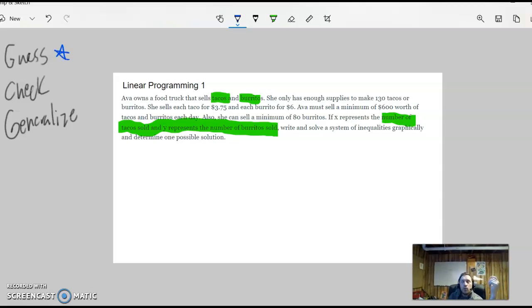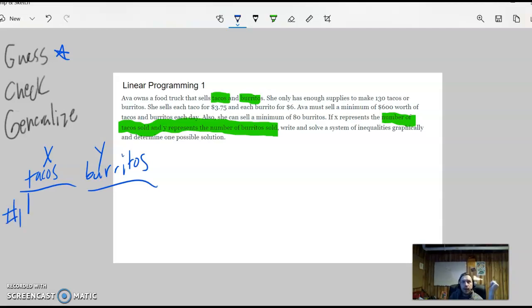All right. So let's guess. Let's guess how many tacos and burritos she sold. And so I'm going to just put my X and Y right here. And they already tell me what these stand for. X is our tacos and Y is our burritos. Sounds like a delicious lunch. So let's walk through this and let's start with guess number one. All right, guess number one. And we'll walk through this and see if you can understand what we're doing.